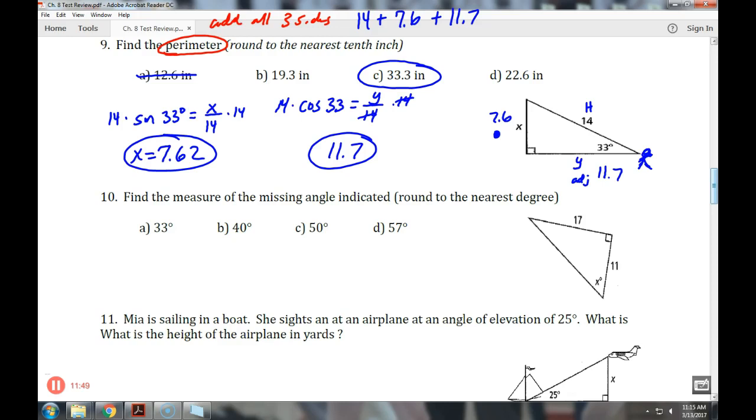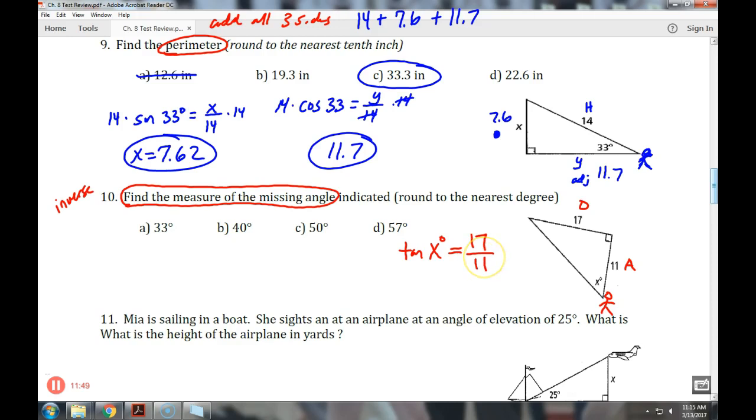Number 10, find the measure of the missing angle. Right there, man, light should be going off. Inverse. Got to use the inverse when you want to solve for angles. So we're trying to find this angle here. So I put my guy on the angle we're looking for. This would be the opposite. This would be the adjacent. That sounds like a tangent problem. The tangent when standing at I don't know is opposite over adjacent.